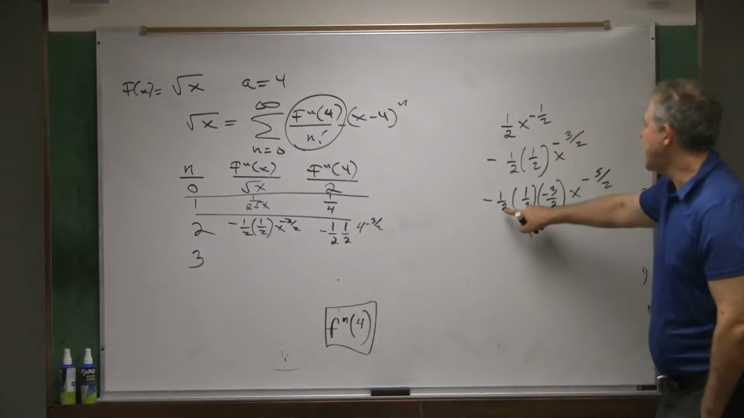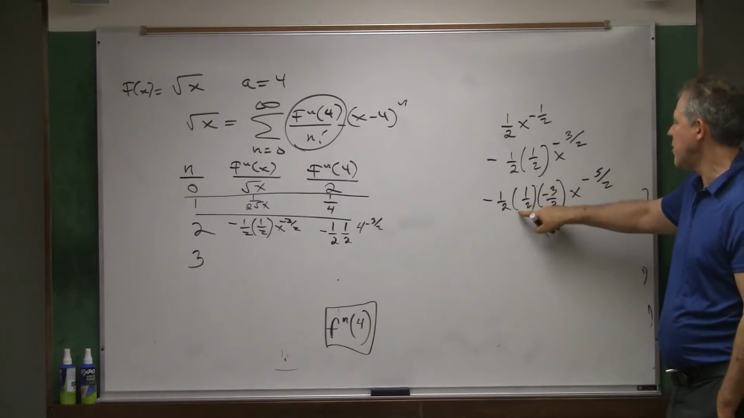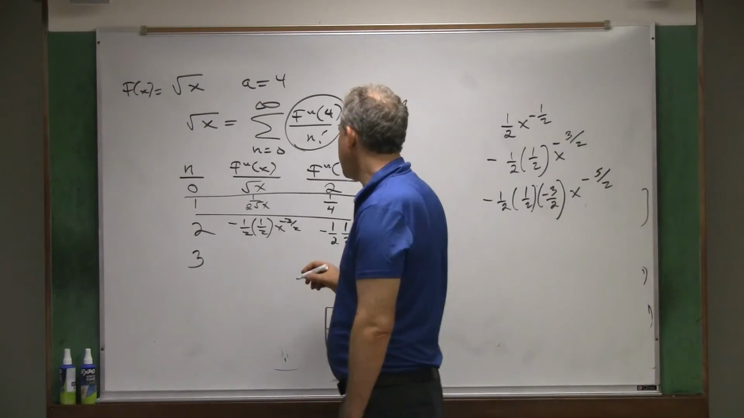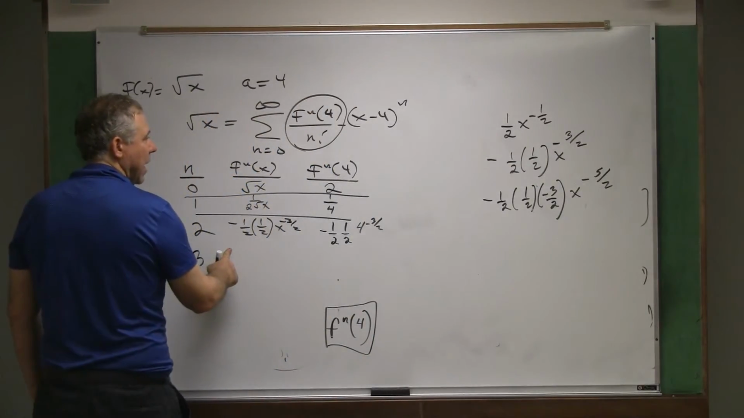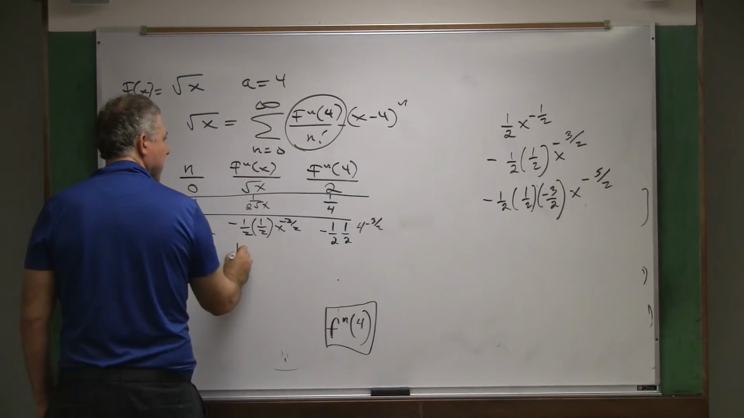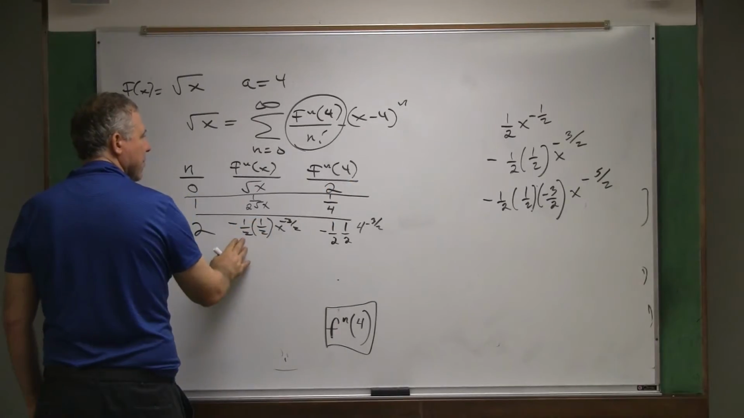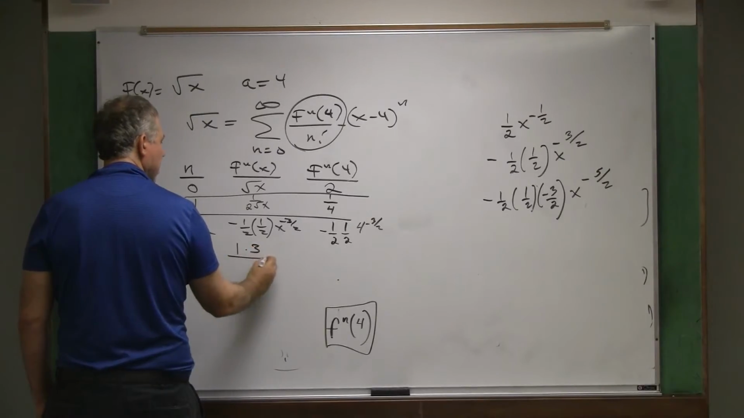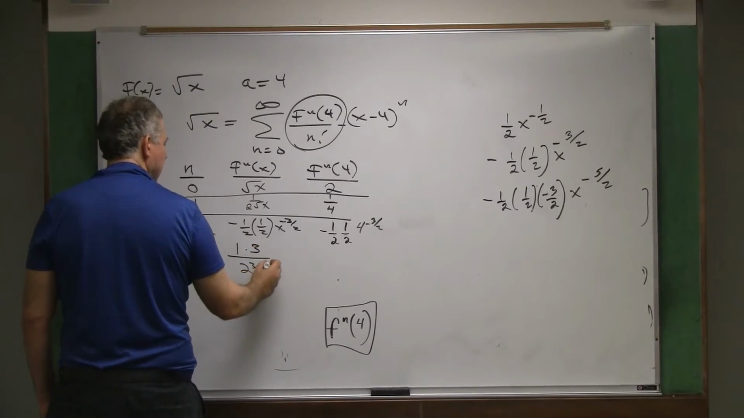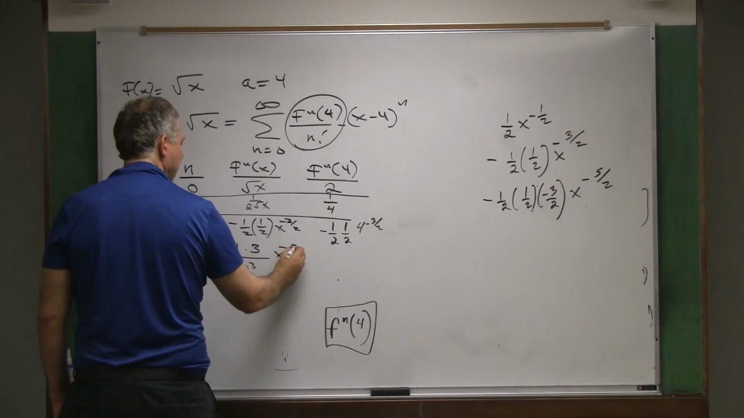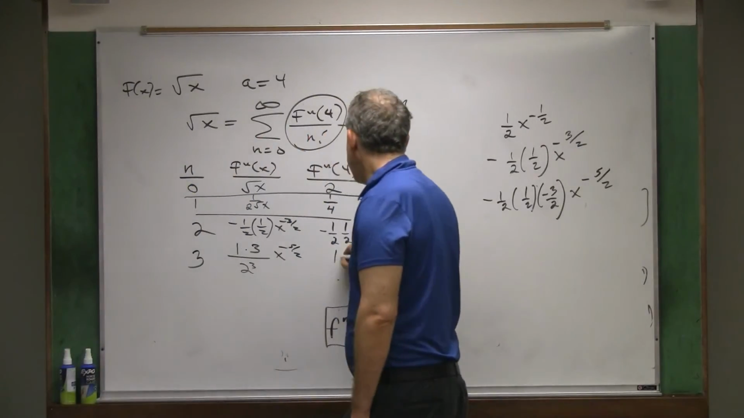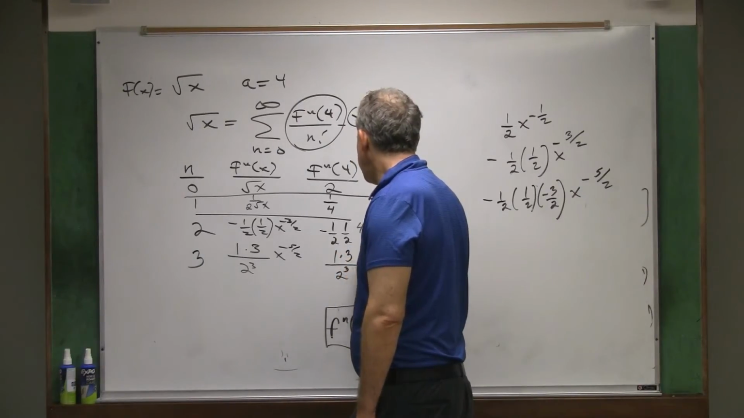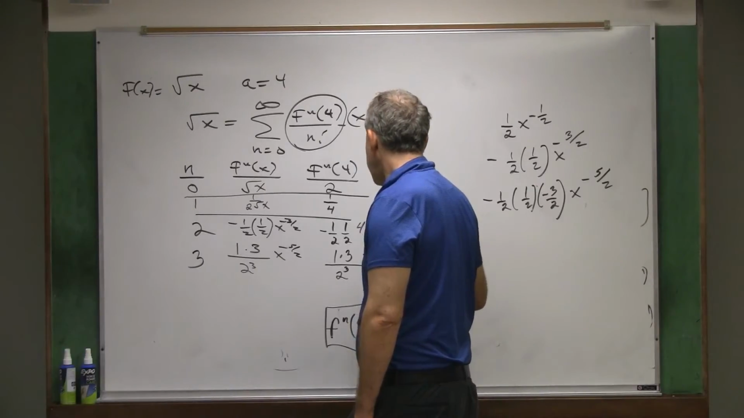Now, I think we can call this 1 over 2 to the third. So what I'm seeing in this piece right here is a 1, but there's going to be a negative, right? There's a negative that's canceled. So I'm seeing a 1 times 3, and now I've got a 2 cubed, x to the minus 5 halves. Okay, I think we're getting a feel for it.